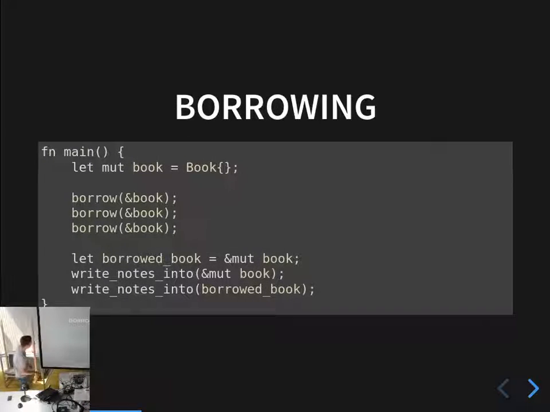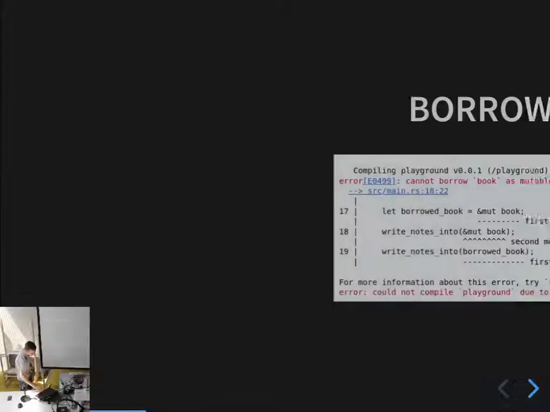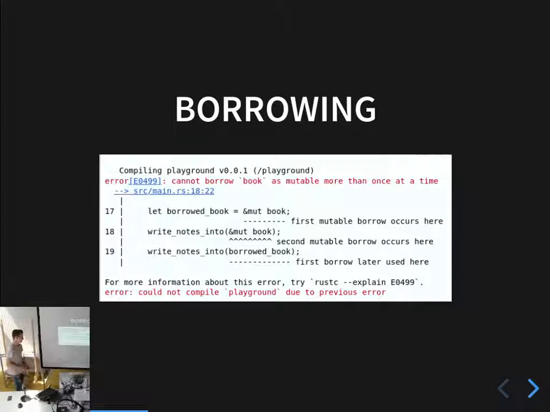And so here we see 2 people try to write into the book at the same time. And if we try to compile this program, the compiler instantly complains. So it says the first mutable borrower occurs here, and then the second mutable borrower occurs here. And the compiler already tells us what's wrong. We have 2 mutable borrowers.